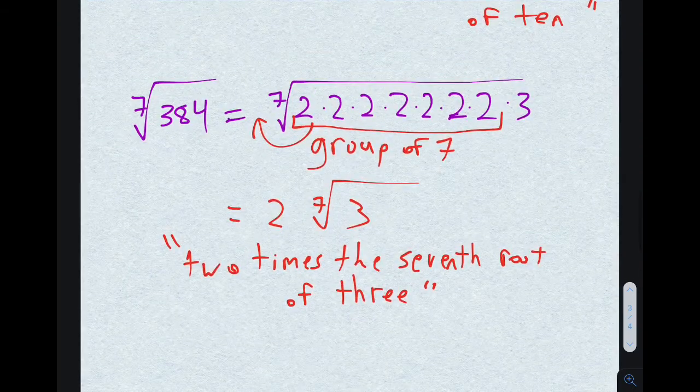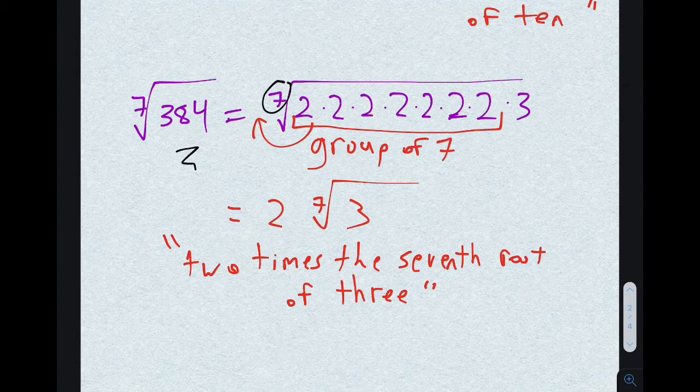Last example here, the 7th root of 384. We just need to factor 384 down to prime factors. 384 is 2 times 2 times 2 times 2 times 2 times 2 times 2 times 3. I picked 384 in reverse. This is not a randomly selected number. I took 2 to the 7th power and then I multiplied it by 3, just so I'd have something nice to work with there. So we need 7 identical items under the radical in order to bring them out.